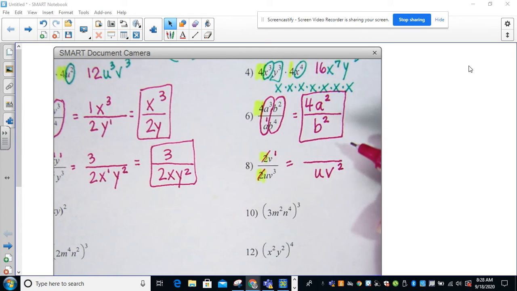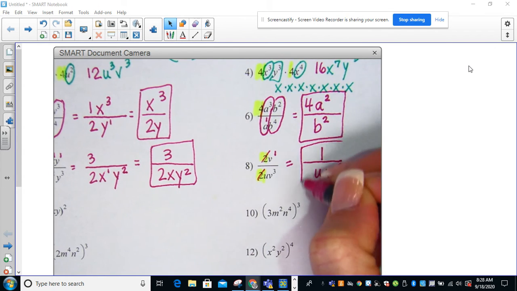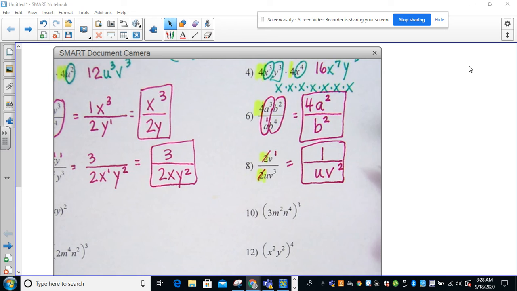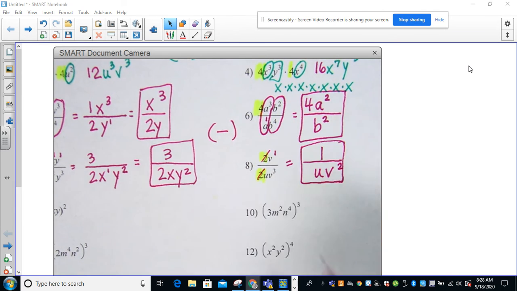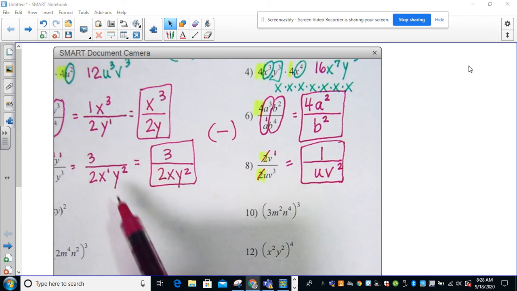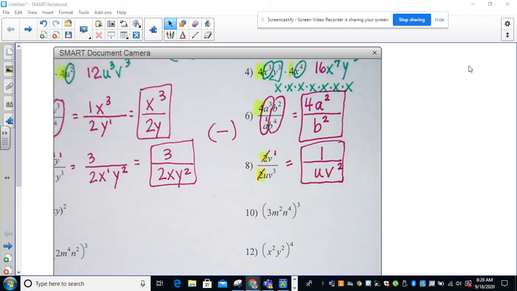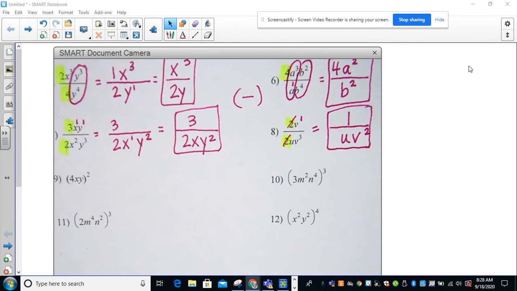And now there's nothing left on top. So when that happens and there's nothing left, we put a 1. And that will happen quite frequently. So those are all dividing. So basically you're subtracting the exponents, but the whole looking at who wins, the top or the bottom, is probably easier.